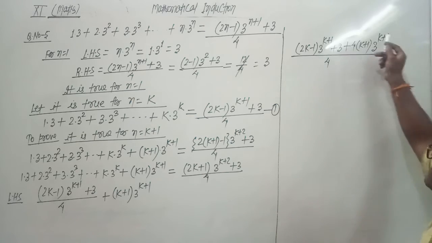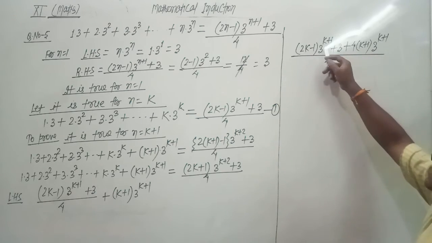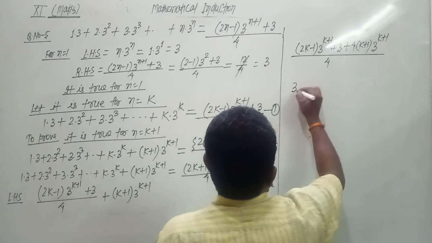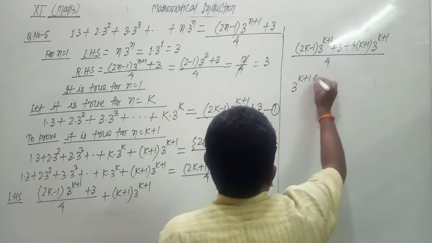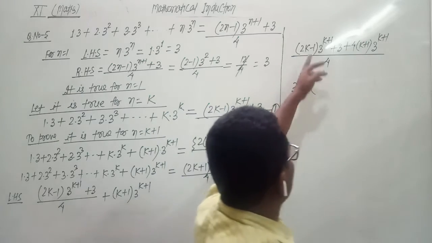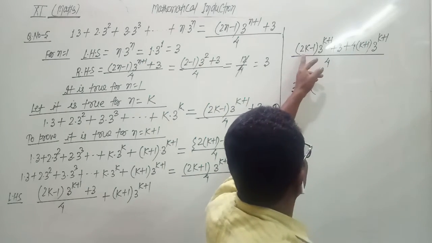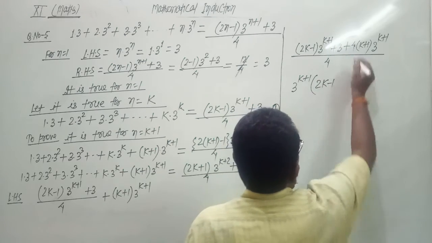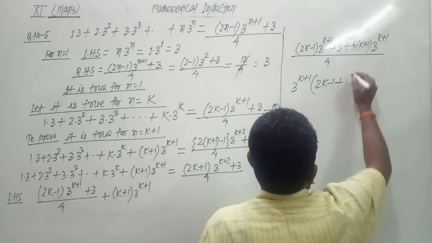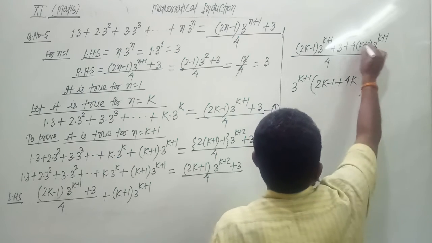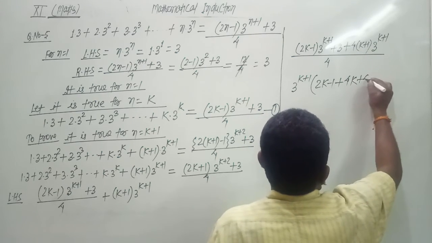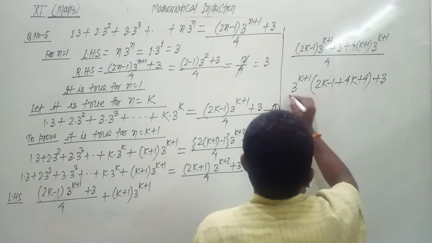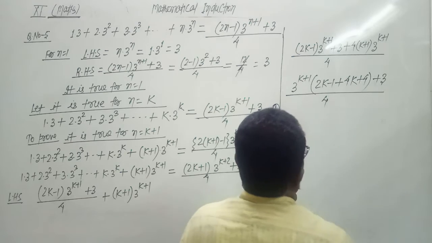From these two terms, there is a common 3 raised to the power k plus 1. So 3 raised to the power k plus 1 is taken common from the first and last term. So it remains 2k minus 1 plus 4k, 4 into k, 4k plus 4 and plus 3 as it is, whole upon 4.